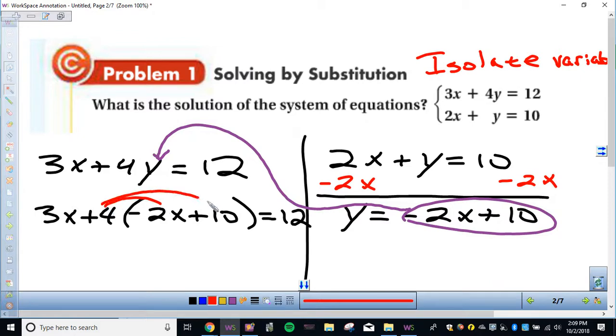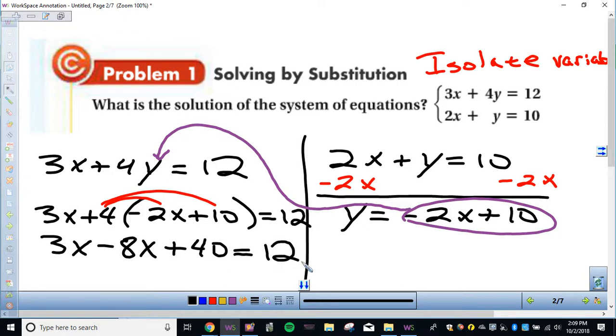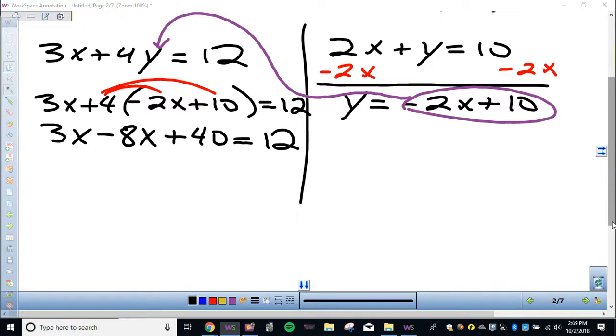Distribute. We're going to multiply 4 times negative 2 and 4 times 10. So we get 3x minus 8x plus 40 equals 12. What are the like terms I can combine on the left side of the equals, Riley? X's, what do I get? 3x minus 8x. Negative 5x plus 40 equals 12. What do I do next, Case?